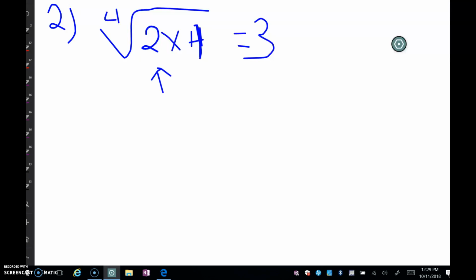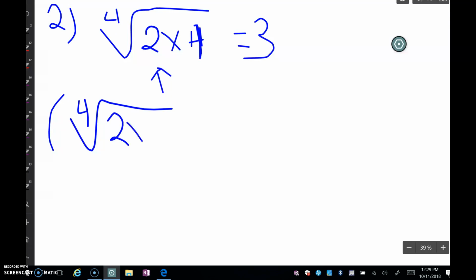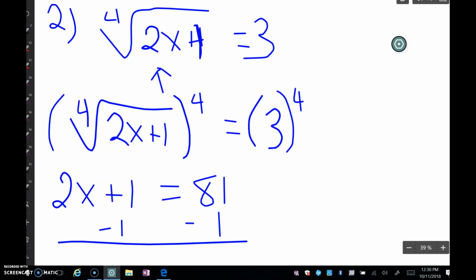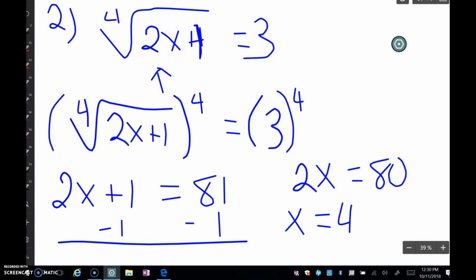So I can skip to my second step, which, since this is a fourth root, means I'm going to raise both sides of my equation to the fourth power. So I have 3 to the fourth on the right. Again, the root and the power will cancel one another out, so it just leaves me with what's inside, 2x plus 1, and 3 to the fourth is 81. So now I have a nice, easy equation to solve, so I'll just subtract 1 on both sides, and that leaves me 2x equal 80. And then dividing by 2, I get x to be 40.